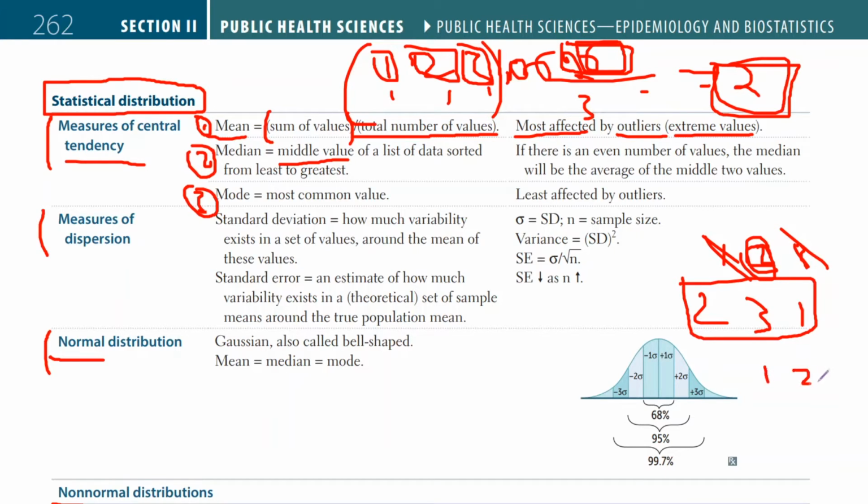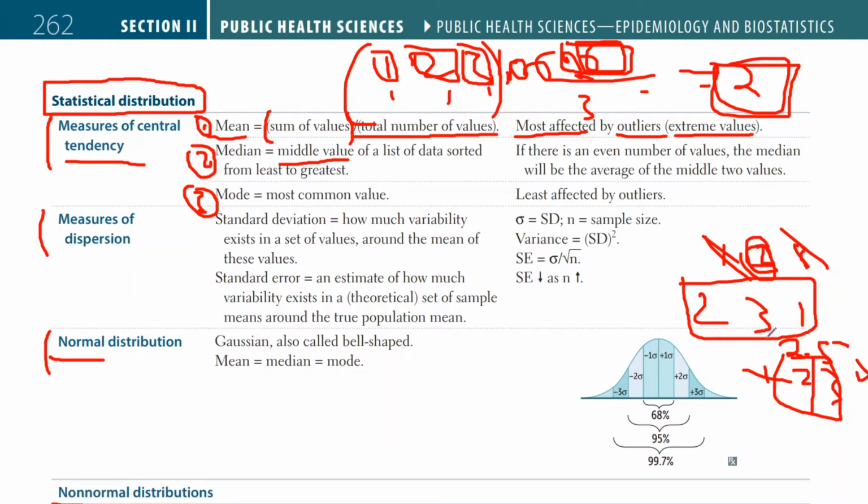For example, if we have 1, 2, 3, and 4, you cross out 1, you cross out 4, and now you're stuck between two numbers, so the median is going to be 2.5. Right in the middle between these two numbers, the average of these two numbers. 2 plus 3 is 5, 5 over 2 is 2.5.